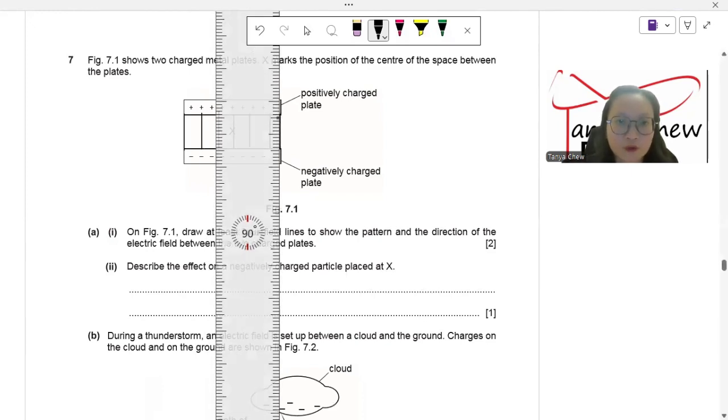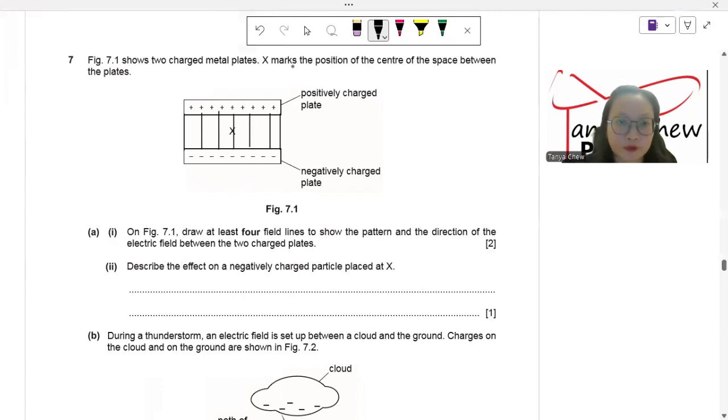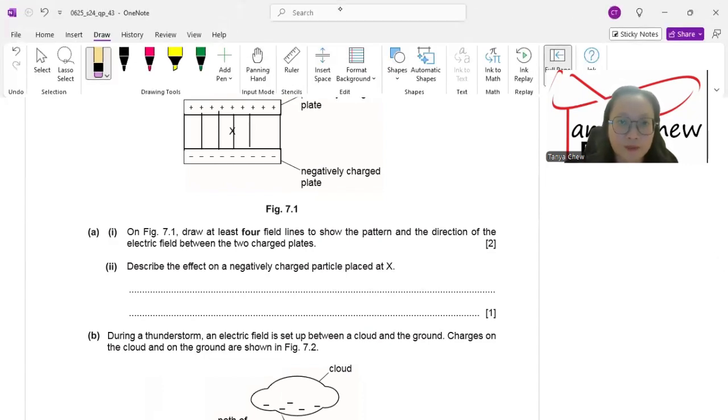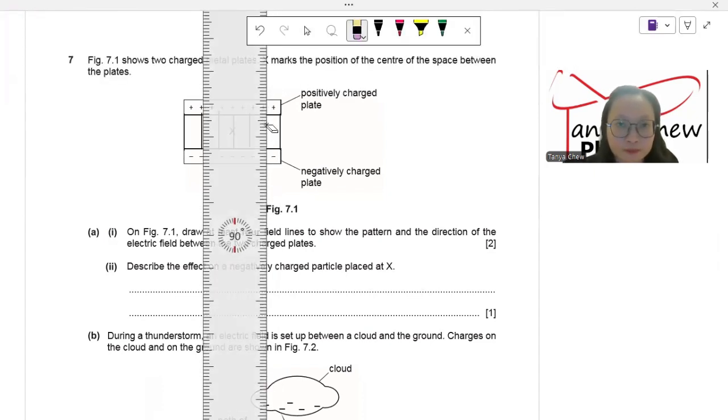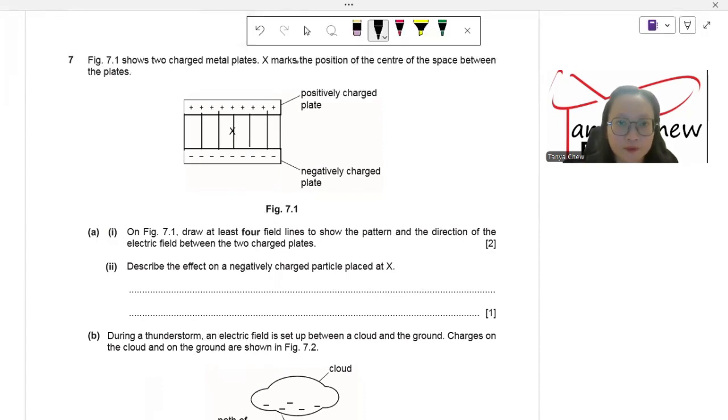Okay, slightly different here. So I'll keep my ruler first. Okay, bring back the ruler. So I'm going to draw here. Okay, and I'm going to keep my ruler. Make sure that electric field lines will always flow from positive to negative. Separation means the distance between these two field lines must be almost constant. This one seems to be a little bit smaller.